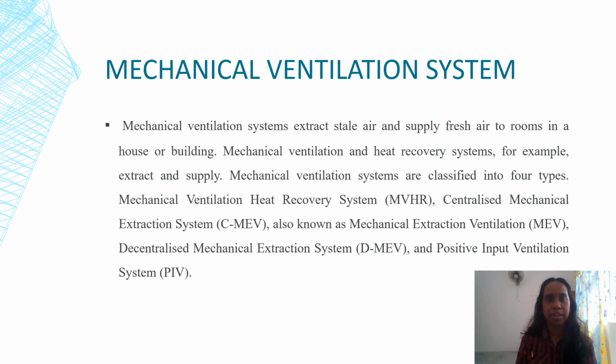In this report, we'll have a look at three main systems, which are mechanical ventilation system, air conditioning system, and electrical distribution system. Mechanical ventilation systems extract stale air and supply fresh air to rooms in a house or building. Mechanical ventilation and heat recovery systems, for example, extract and supply.